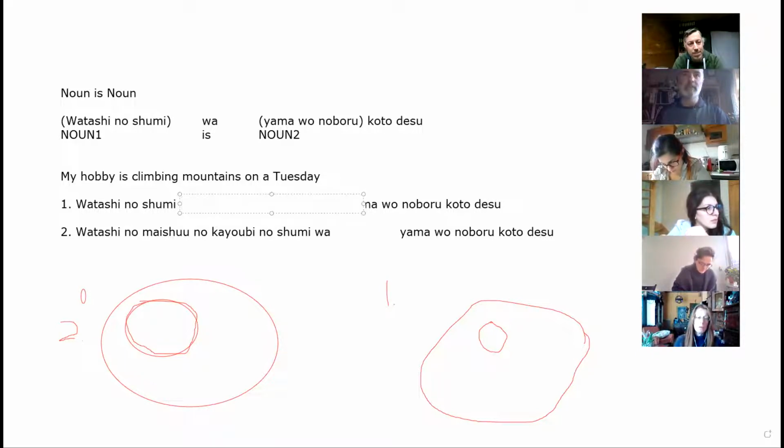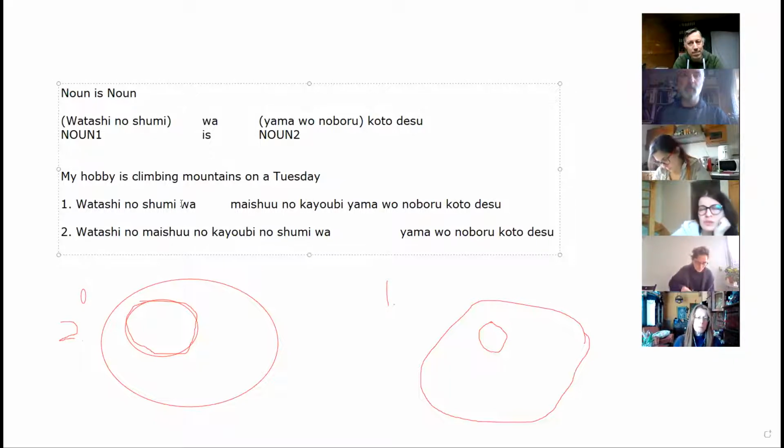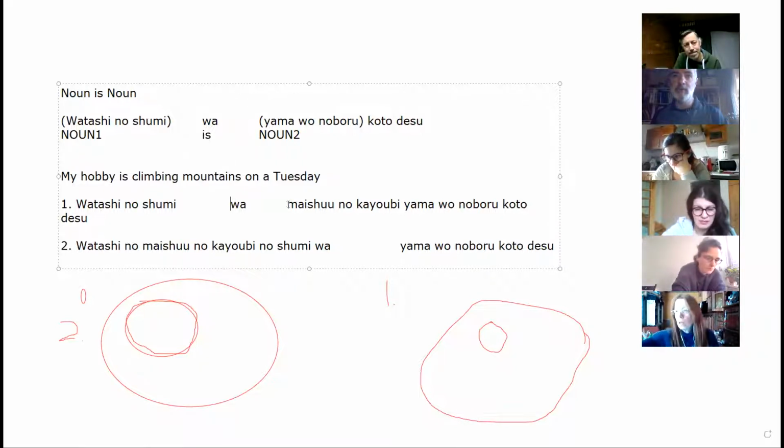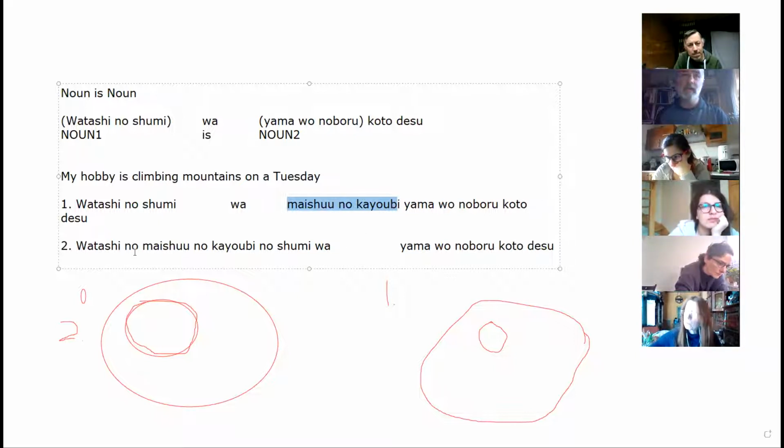But actually in the written form, we've got wa to help us. This wa is this central pivot here. So this is separating one nominalized verb or one noun from another noun. So like contrasts. Yeah. So in case number 1, for example, the maishu no kayobi was on the right side of the wa, next to the yama o noboru koto. And in example 2, you can see that it's on the left side.